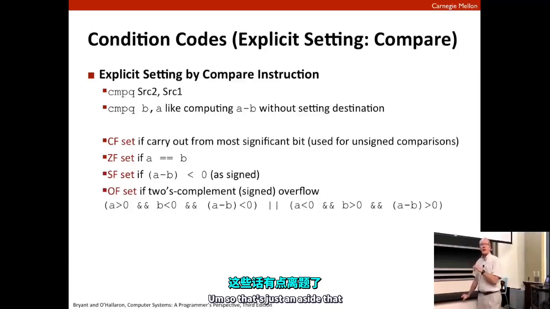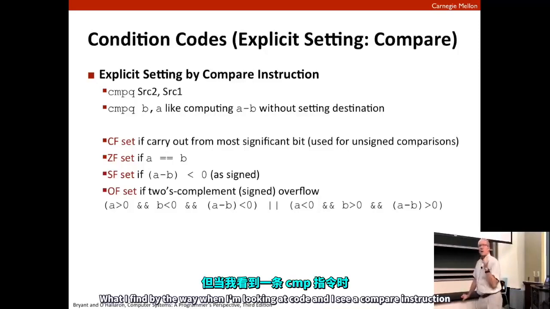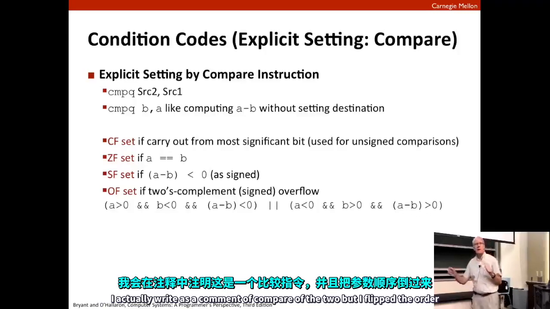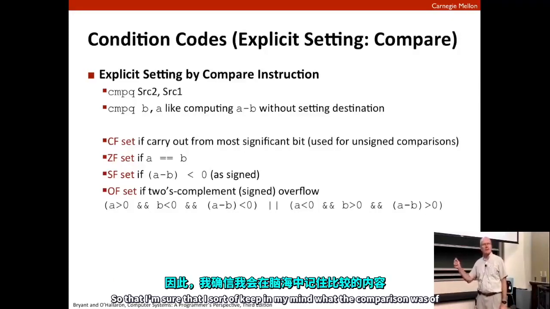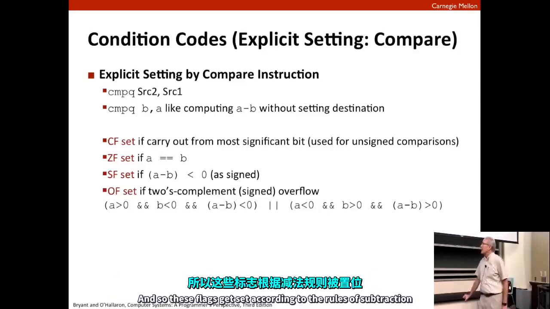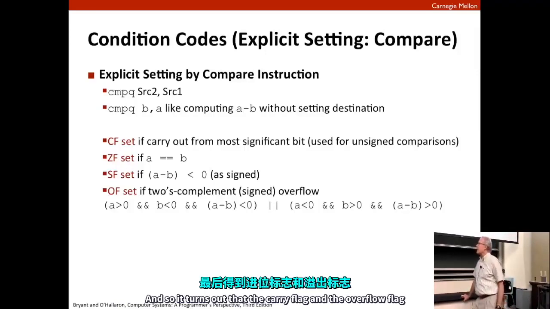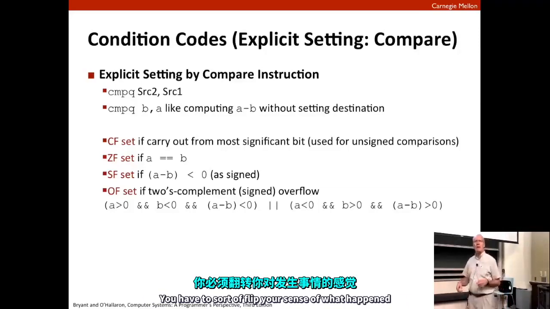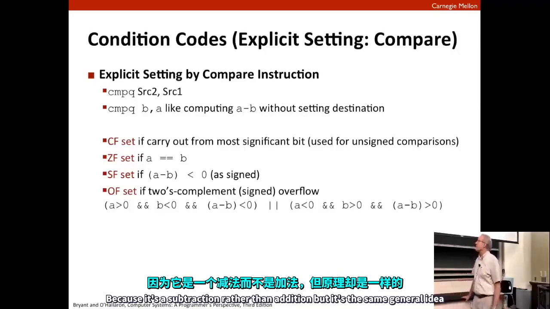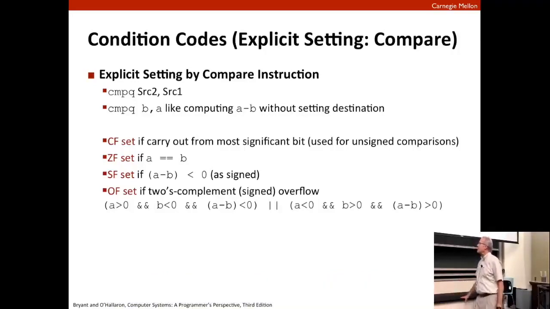So that's just an aside. What I find, when I'm looking at code and I see a compare instruction, is I write as a comment the comparison of the two, but I flip the order so that I keep in my mind what the comparison was of. And so these flags get set according to the rules of subtraction. It turns out that for the carry flag and the overflow flag, you have to flip your sense of what happened because it's a subtraction rather than an addition. But it's the same general idea.